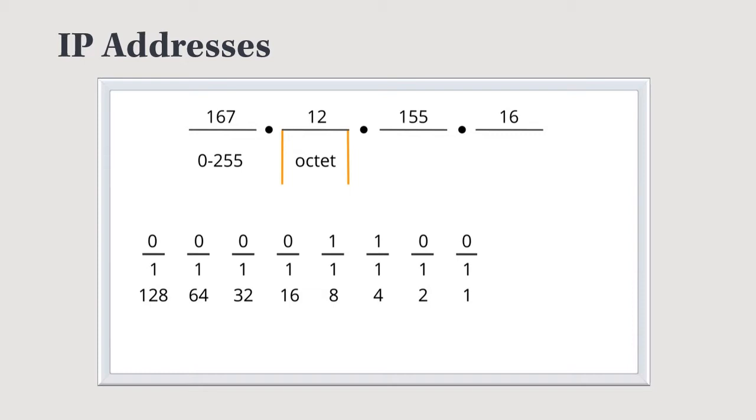Having either a 0 or a 1 in each of those places gives us a different value. The reason that we have 0 to 255 is because if you add up all these numbers, 128 plus 64 plus 32 plus 16 plus 8 plus 4 plus 2 plus 1, that gives us 255. That is the largest number that we can comprise in 8 binary digits.